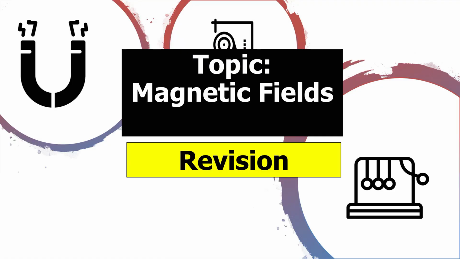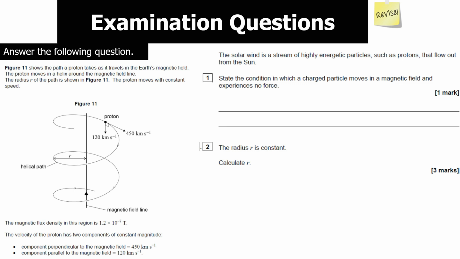We're now going to have a look at some questions regarding magnetic fields. So figure 11 shows the path the proton takes as it travels in the Earth's magnetic field. The proton moves in a helix around the magnetic field line. The radius of the path is shown in figure 11, and the proton moves with a constant speed. The magnetic flux density in this region is 1.2 times 10 to the minus 7 teslas, and the velocity of the proton has two components of constant magnitude.